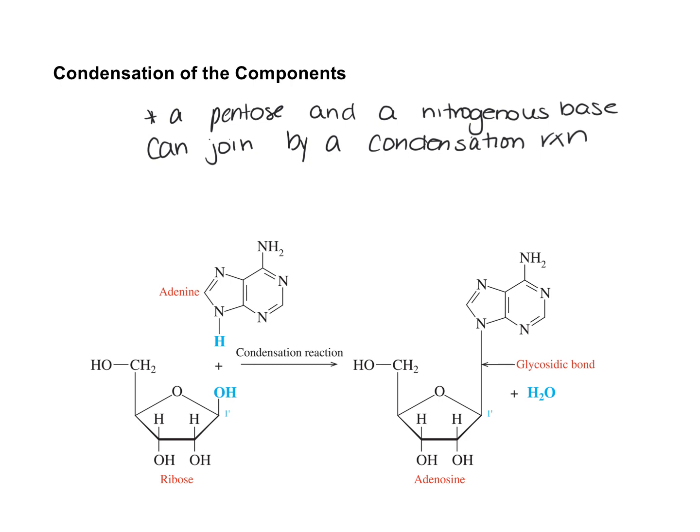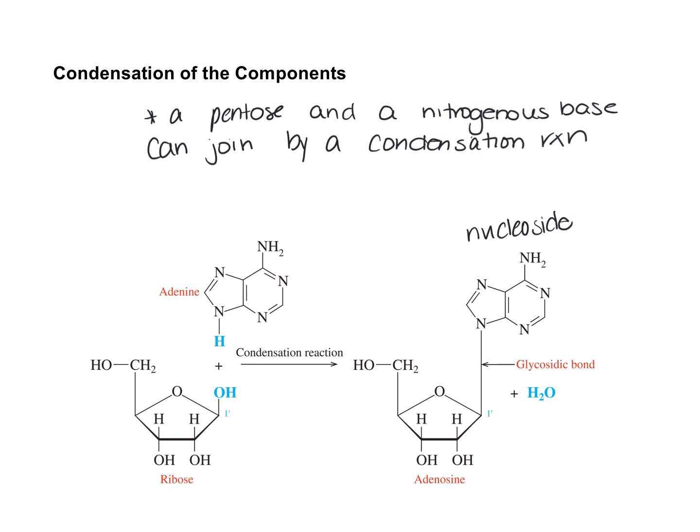The water in blue is produced from the OH and the H shown here. And so now we have the pentose and nitrogenous base joined by a glycosidic bond, okay? And the product here is called a nucleoside. So that product is called a nucleoside. And this formation of the nucleoside is the first step in the synthesis of a nucleotide.